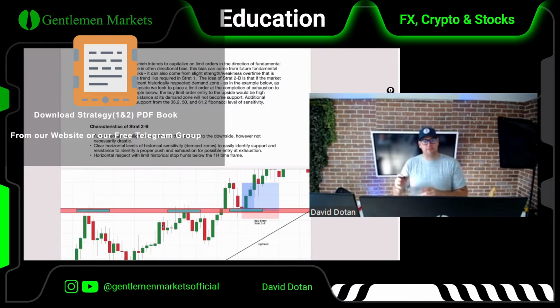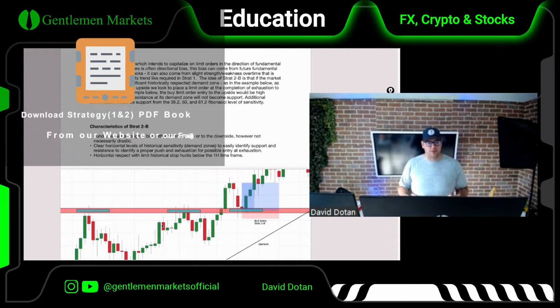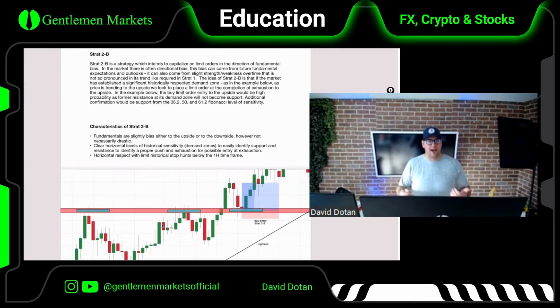It can also come from slight strength or weakness over time that is not so pronounced in its trend, like it was required in Strat 1. Sometimes there's a trend, but it's not so pronounced, right? The idea of Strat 2B is that if the market has established a significant historical respect or demand zone, as an example below, as the price is trending to the upside, we will look to place a limit order at completion of exhaustion to the upside.